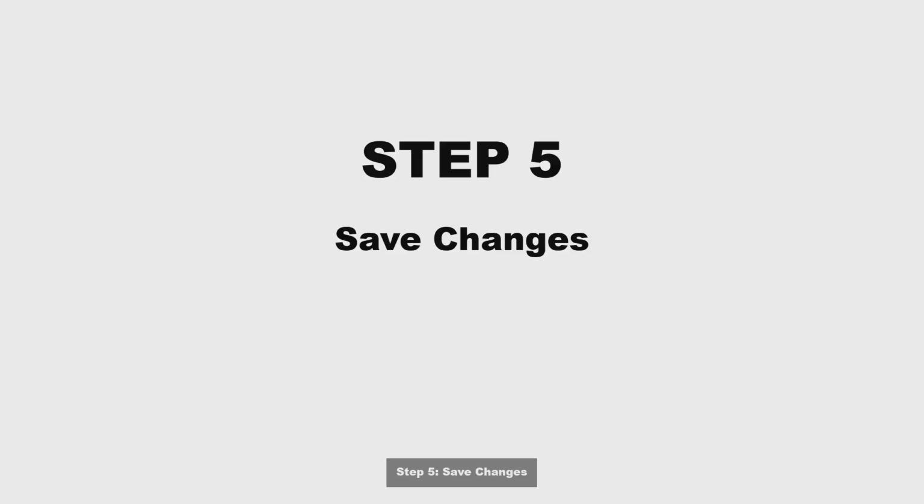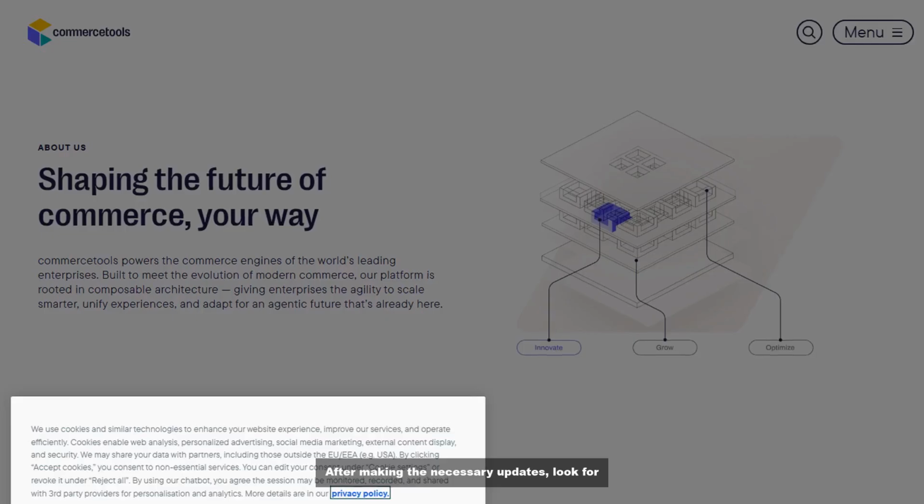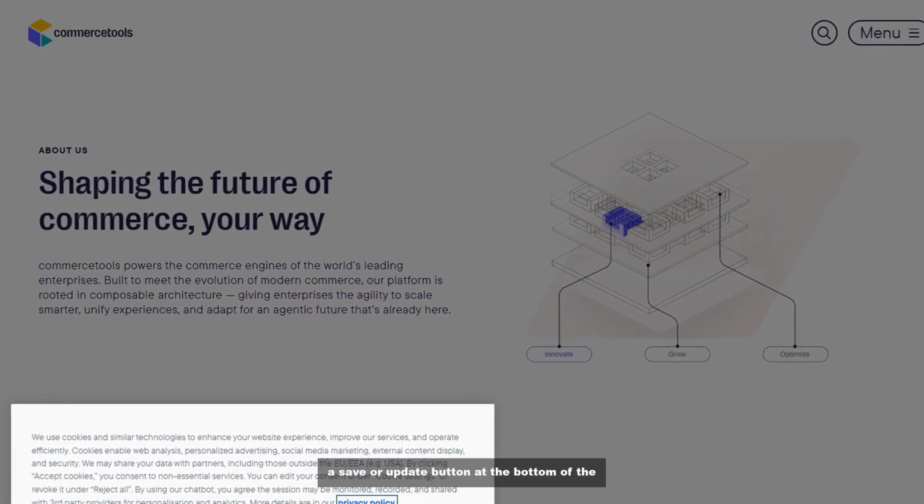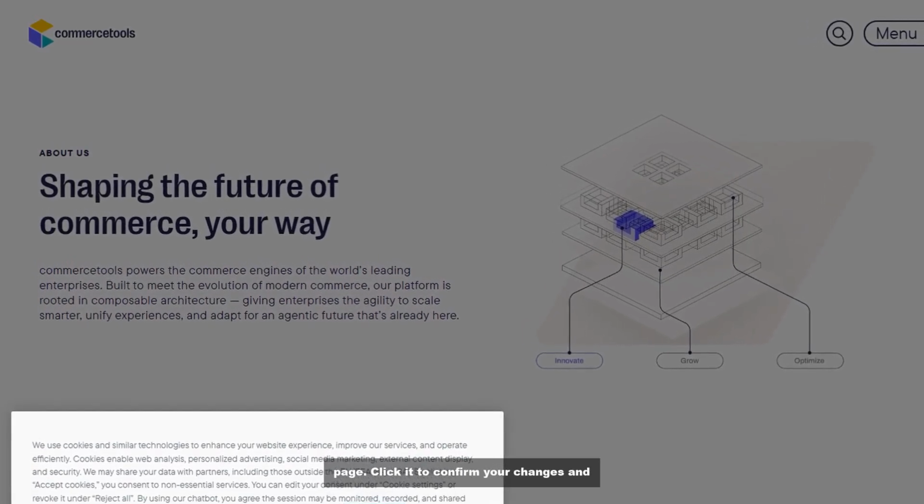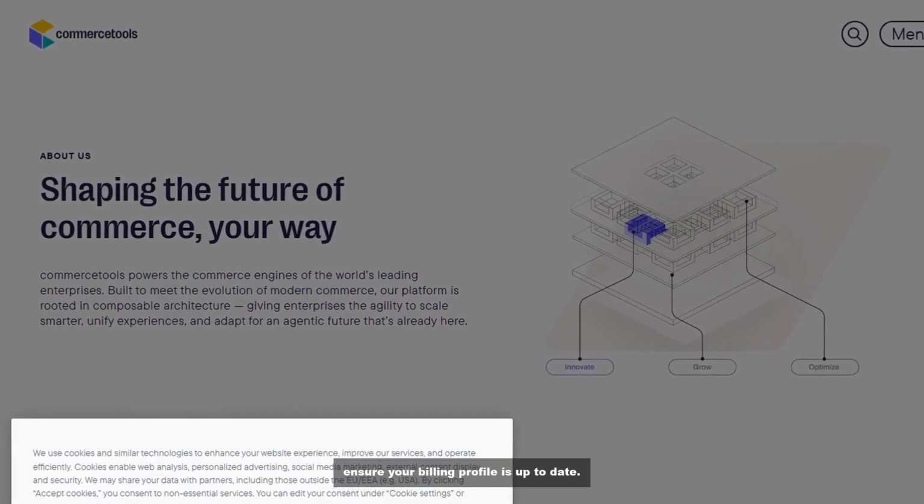Step 5. Save changes. After making the necessary updates, look for a Save or Update button at the bottom of the page. Click it to confirm your changes and ensure your billing profile is up to date.